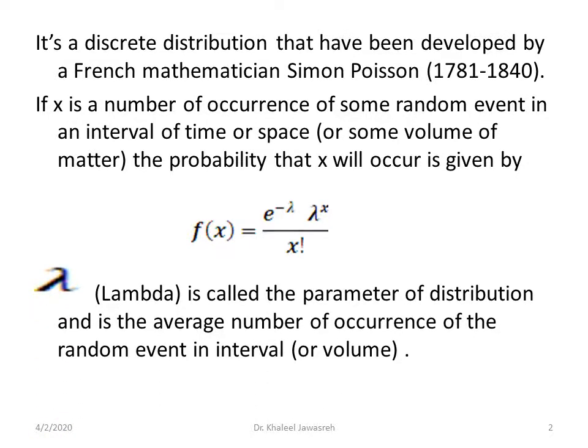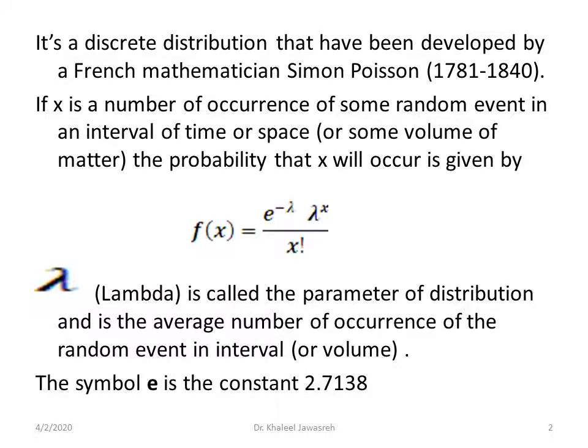And here lambda is called the parameter of the distribution, and it is the average number of occurrences of the random event in an interval. So lambda is the parameter of the distribution, and it is the average number of occurrences of the random event in an interval or volume.